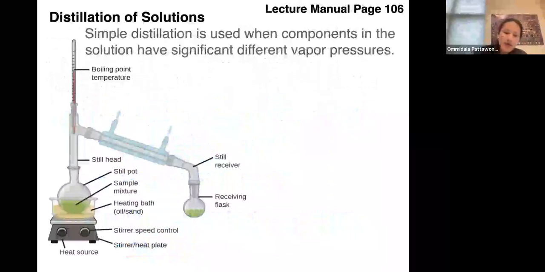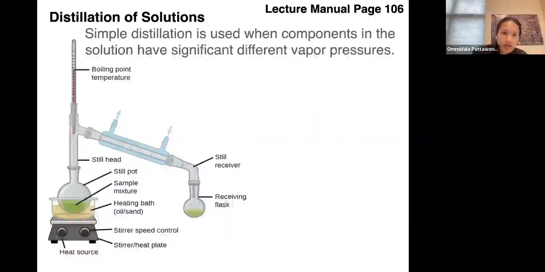The idea of different vapor pressures of substances in solution can be used in the distillation process. For example, the picture here represents simple distillation. Simple distillation is used when components in a solution have significantly different vapor pressures. Let me explain this picture real quick. This flask contains a solution that has several components with different vapor pressures. It's connected to a column that has a thermometer attached to measure the temperature. This column is connected to the condenser, and this is the receiving flask.